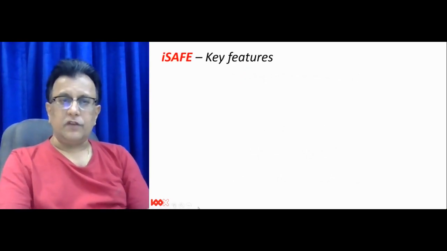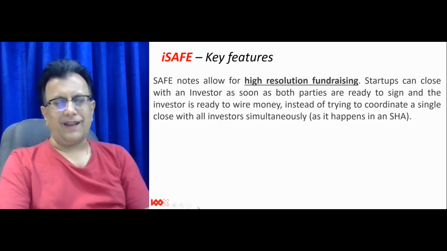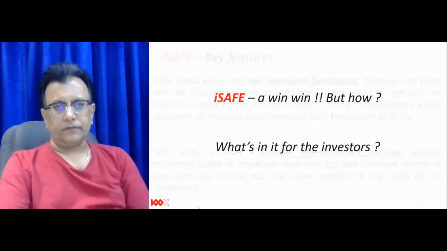To start with, the key features. If you remember, guys, iSAFE notes allow for a very high resolution fundraising process. In this process, things can be done very fast. Agreements are ready to be signed. Money can be wired almost instantaneously, and you don't have to grapple with the SHA, which is a long document to read and go through. SAFE notes provide a flexible one-document security without numerous terms and lawyers' money, hence reducing the cost and time spent in negotiating the document.